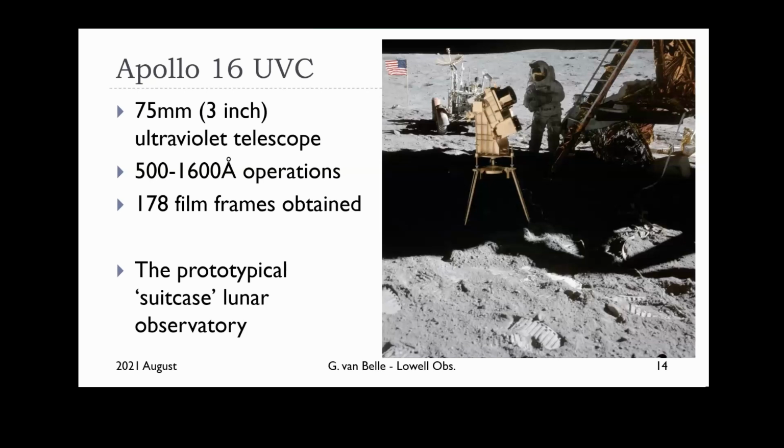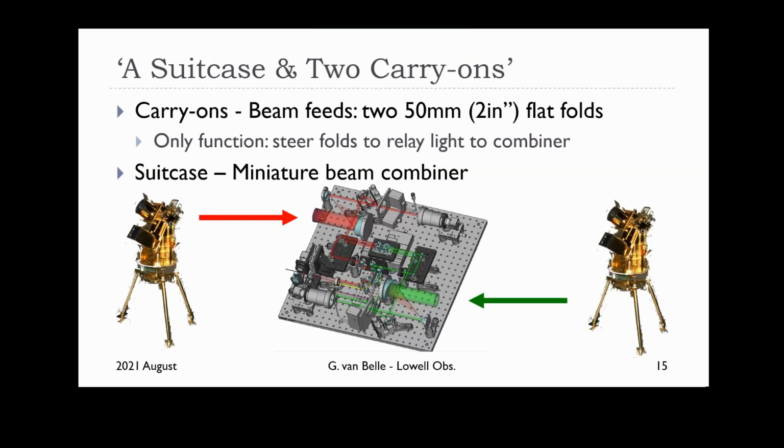And just stepping this one step further onto the next slide, kind of my thinking is we just have a suitcase and 2 carry-ons. So the 2 carry-ons are very simple outboard stations that basically have small 2-inch fold flats that could be steered to reflect the light to a miniature beam combiner at the center that takes care of optical delay and then also beam recombination and sensing. And the idea here is to, again, just demonstrate on the surface with very, very simple instrumentation that you can get pretty remarkable results out of an optical interferometer. Next slide.